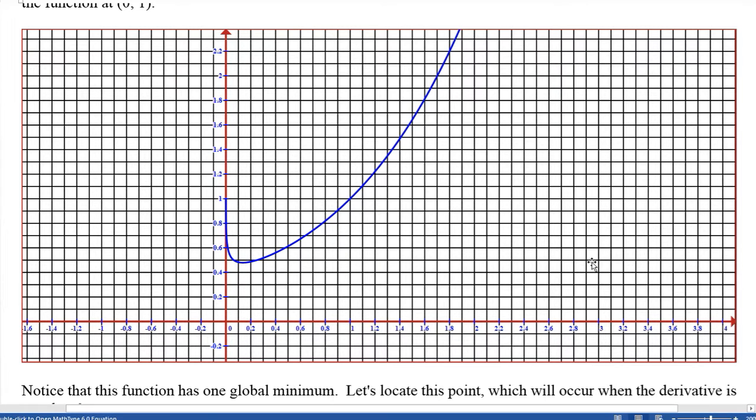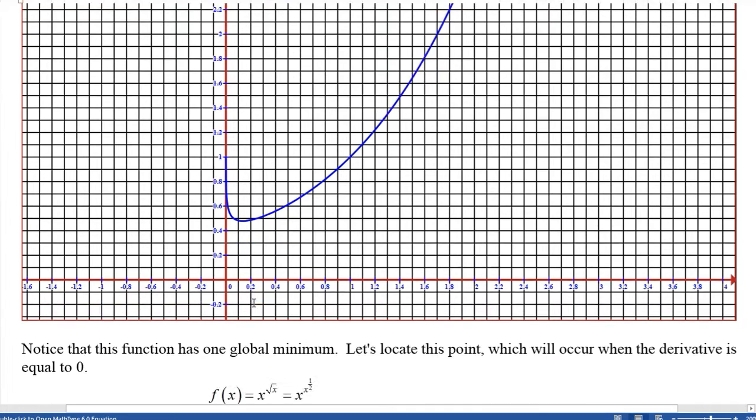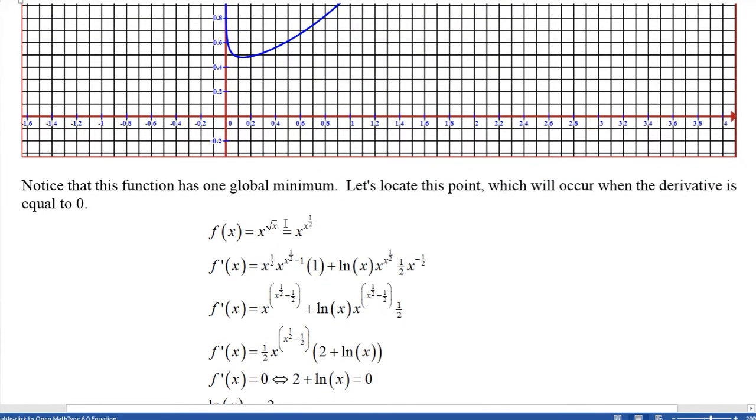The domain being 0 to infinity, not including 0. So what is that? Well, to find that, we need to find the derivative of this function. So the function is x to the square root of x power, x to the power x to the 1/2. And so I can use the generalized power exponential rule.